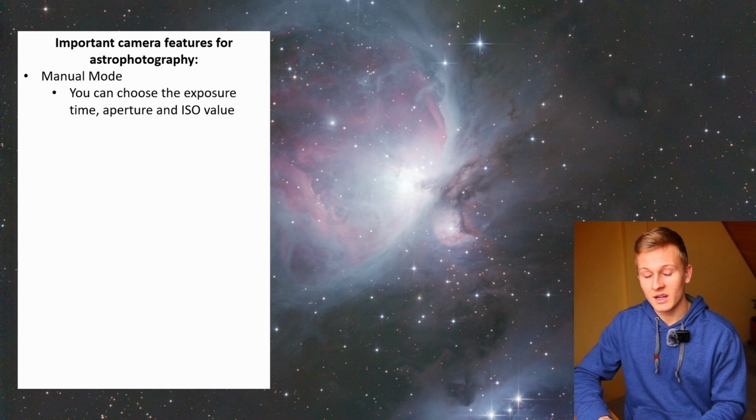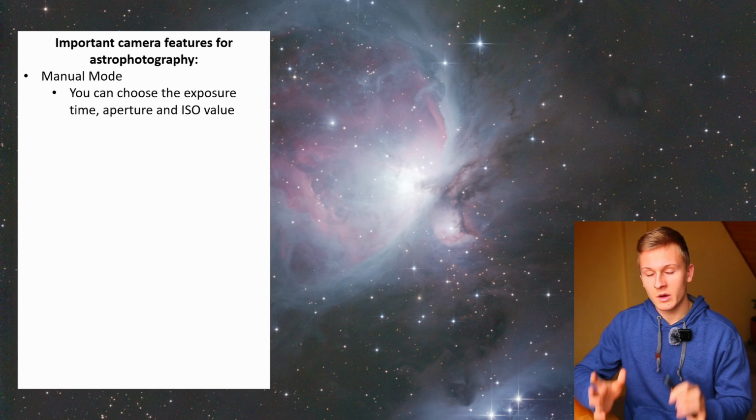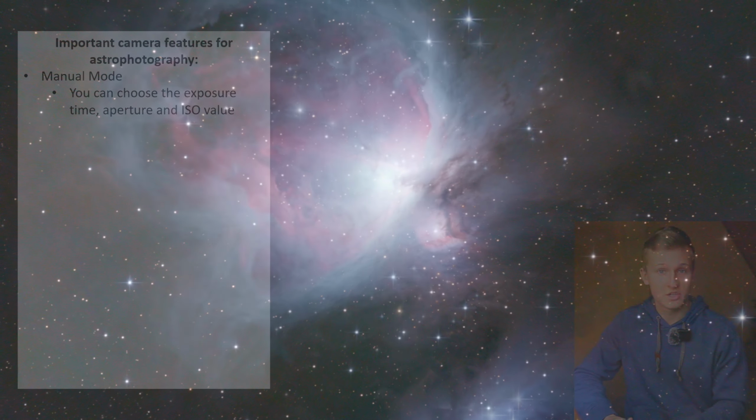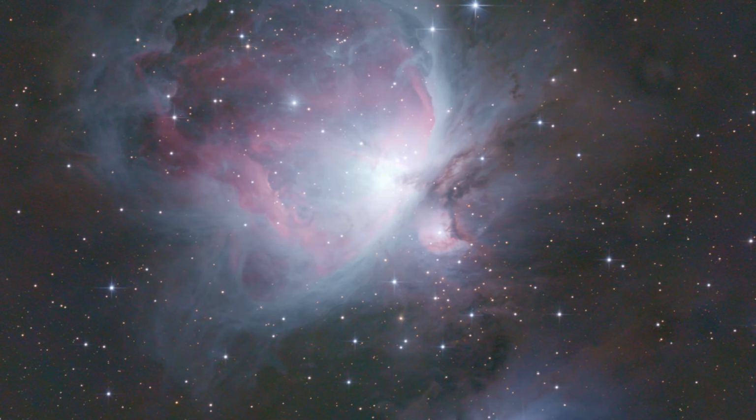So if your camera does not have manual mode, it's very challenging to use that one for deep sky astrophotography. So having a manual mode is one of the most important aspects your camera should have if you're planning to use that one for deep sky astrophotography.